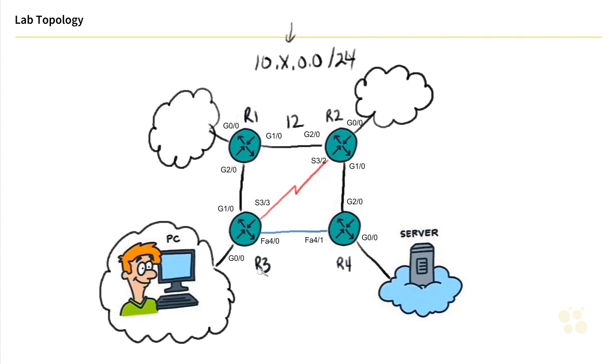Between router 1 and router 3, I'd like you to think with me, what subnet is that going to be? If you're saying, well, Keith, it's going from R1 to R3, that's going to be the 13 subnet, you'd be right, 10.13.0. And from R3 to R4, subnetwork 34. Fantastic. And then from R2 to R4, that's going to be network 24. I'll put that over here.